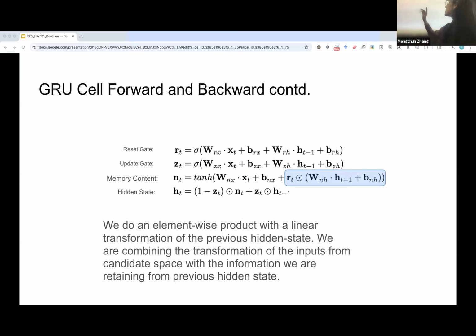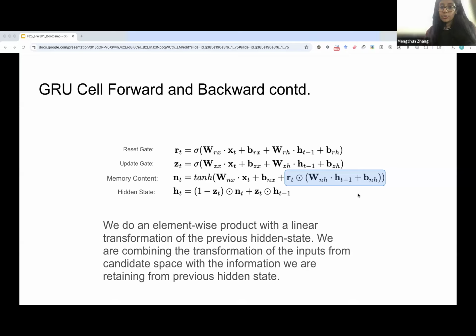As you can see in this equation, the reset gate is applied to this intermediate output by element-wise multiplication with the linear combination of the previous hidden state and input. So the reset gate is like a forget gate in the LSTM, if you are familiar with that. The hidden state is computed as a combination of the memory content n_t and the previous hidden state h_{t-1}.